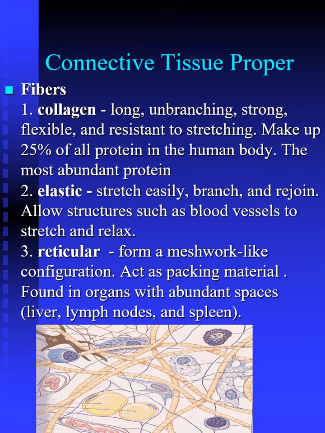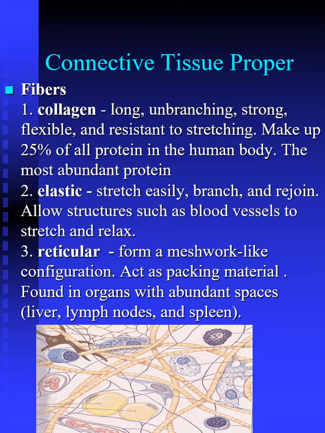The main fibers of connective tissue proper are collagen, elastic, and reticular. The fibroblasts are actually those cells that are responsible for synthesizing the components of all three fiber types, and then they secrete additional protein subunits into the interstitial fluid to make up the individual fibers themselves. So collagen is the first fiber, and it's the most abundant protein that we have in our body, which makes up 25% of all of our protein found within our body. These fibers tend to be long, unbranched, extracellular fibers that are composed of the protein collagen. So they are strong, flexible, and they're resistant to stretching.